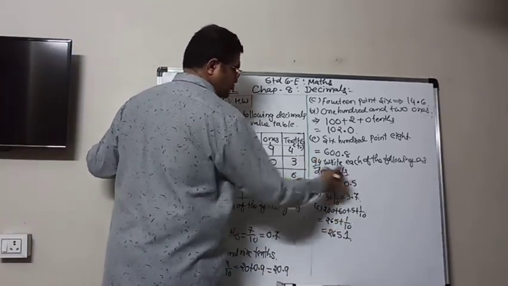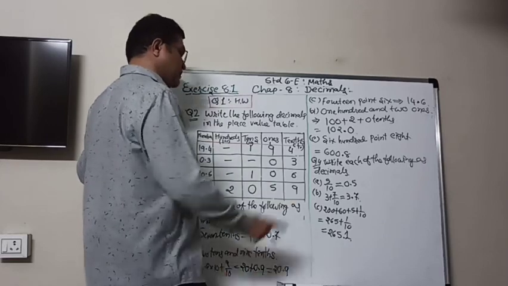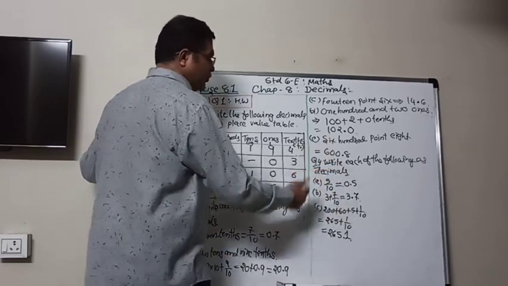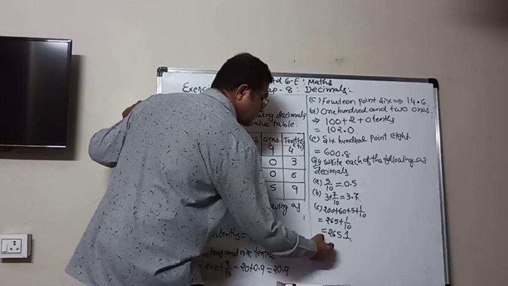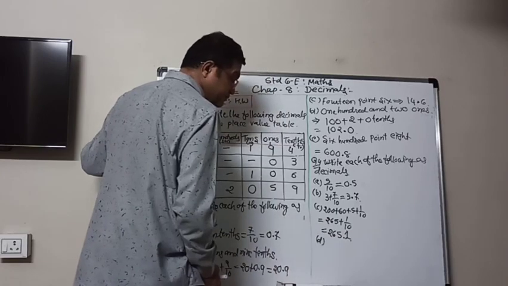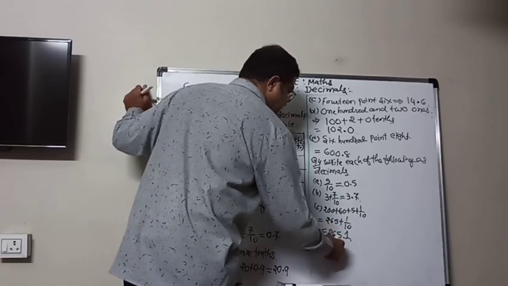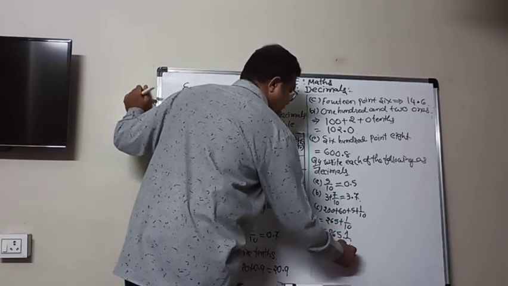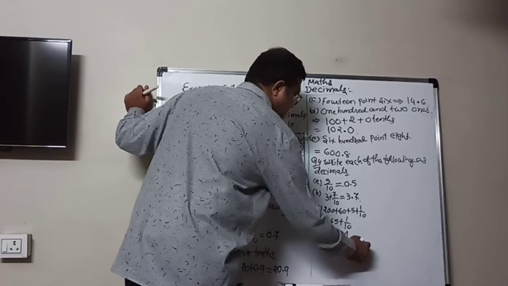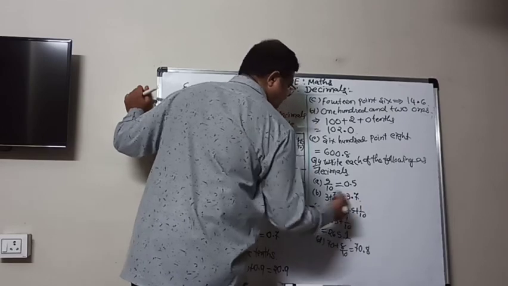So whatever is there, we have to add them. 200 plus 60 plus 5, that is 265. And plus 1/10 means 0.1. Then the D. D says 70 plus 8 upon 10. And that is very simple, 70.8.